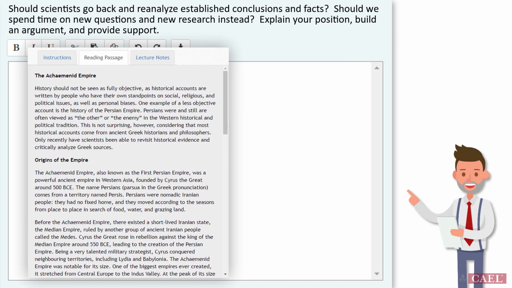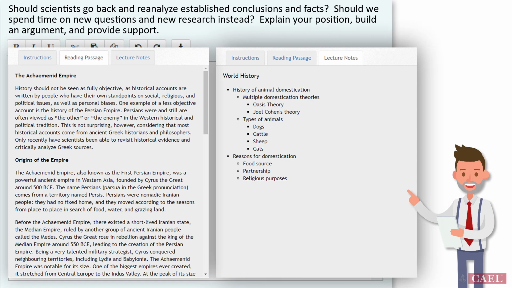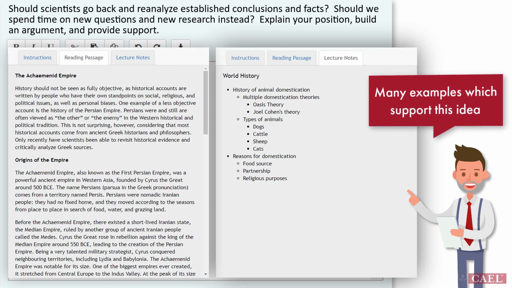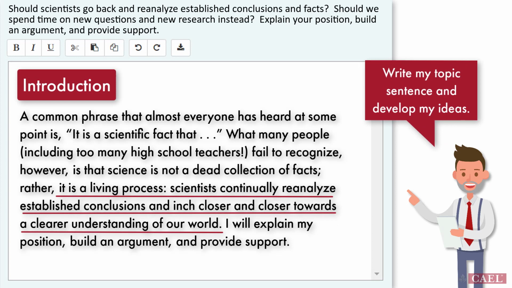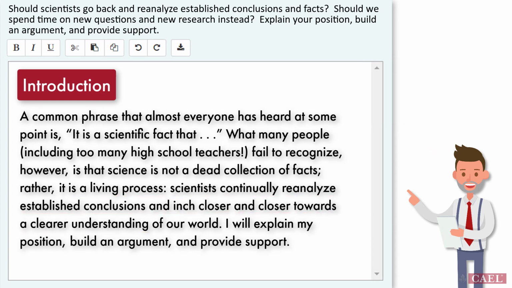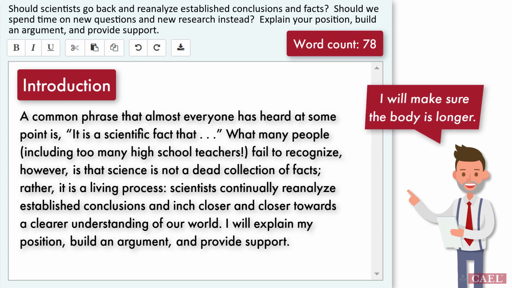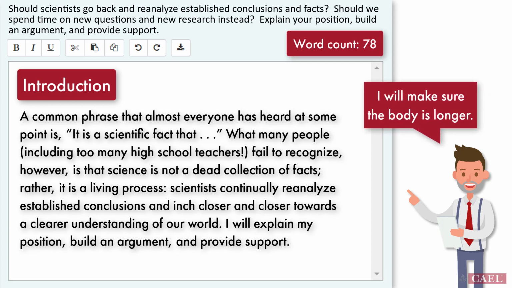As I skim the reading and listening notes, I can quickly see many examples which support this idea. I'm confident now about writing my topic sentence and developing my ideas. At 78 words, the introduction is a little long, but it's solid. I'll try to make sure the body is a little longer, maybe about 150 words.